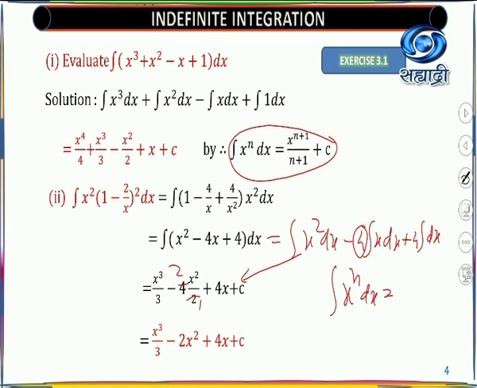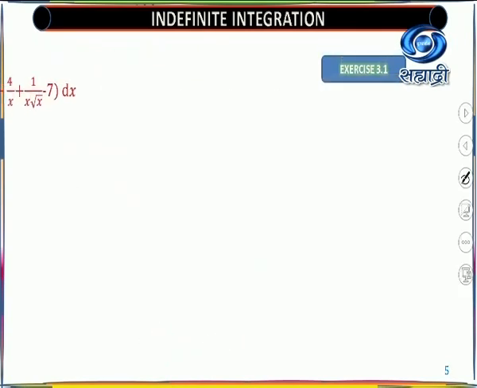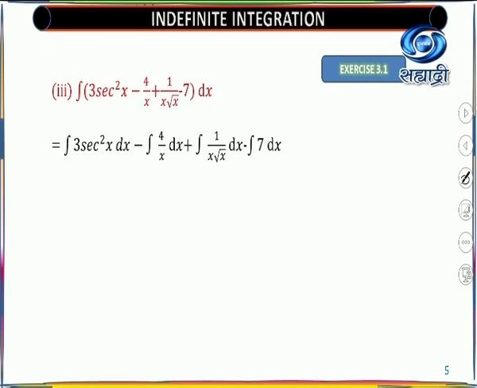Now the next example: integration of 3 sec square x minus 4 upon x plus 1 upon x root x minus 7. All types of combination are here. So we'll begin with this example. We are using our theorem, which says that you have to distribute the integral sign. So we distribute the integral sign: 3 sec square x dx minus 4 upon x dx plus 1 upon x root x dx minus 7 dx.